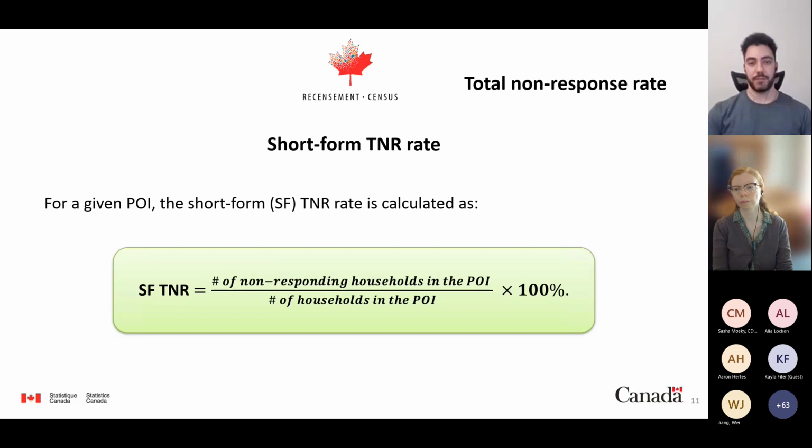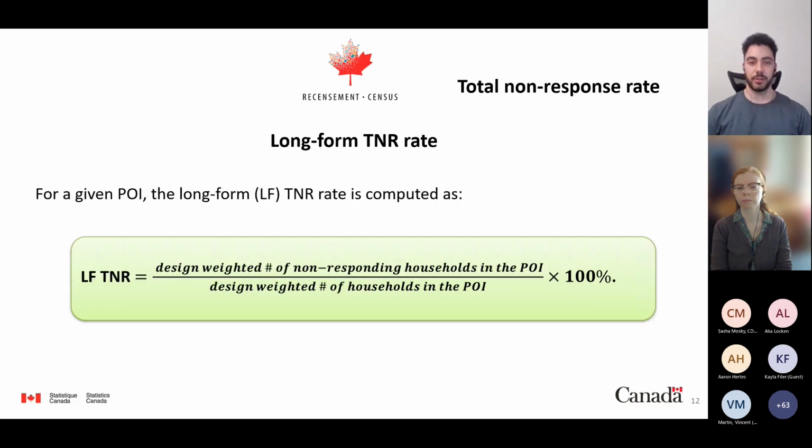Okay, so here we have the formal definition of the short form TNR rate. For a given POI, the short form TNR rate is simply the percentage of total non-responding households in the POI. And very similar, we have the long form rate, which is almost the same as the short form rate, with the minor detail that the survey design weights are used inside of the calculation in order to weight it.